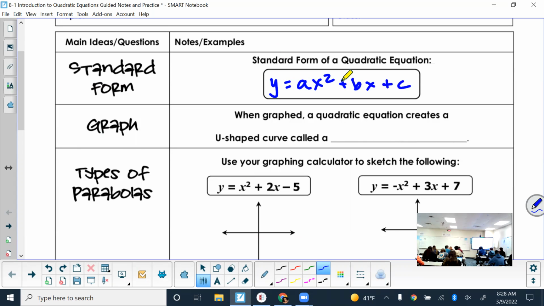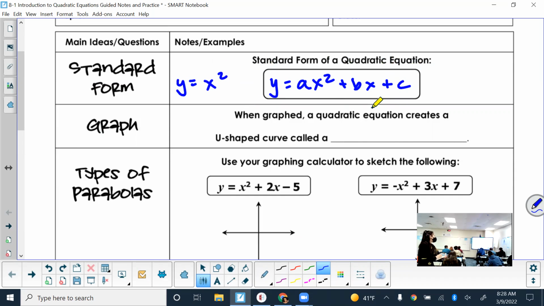And the word quadratic should be a little familiar too, like when we did polynomials, where we classify them by degree and number of terms. If it was a second degree, it was classified as quadratic. So anything where the highest exponent is x squared, that is a quadratic equation. So even if it's just this, that's still a quadratic equation.